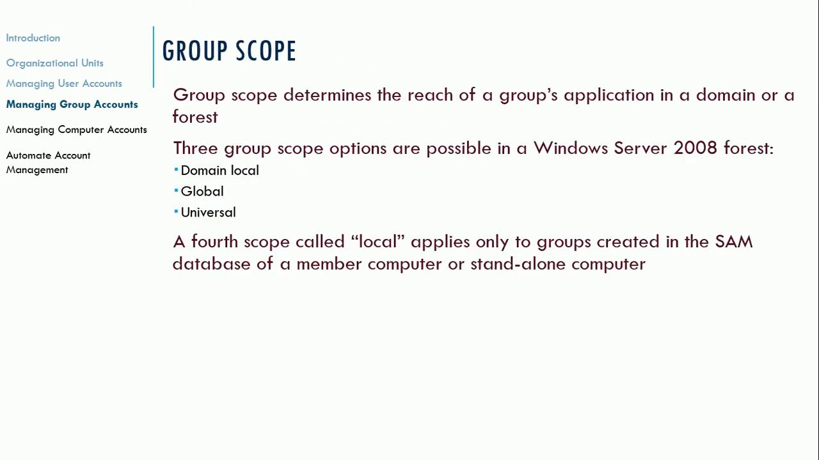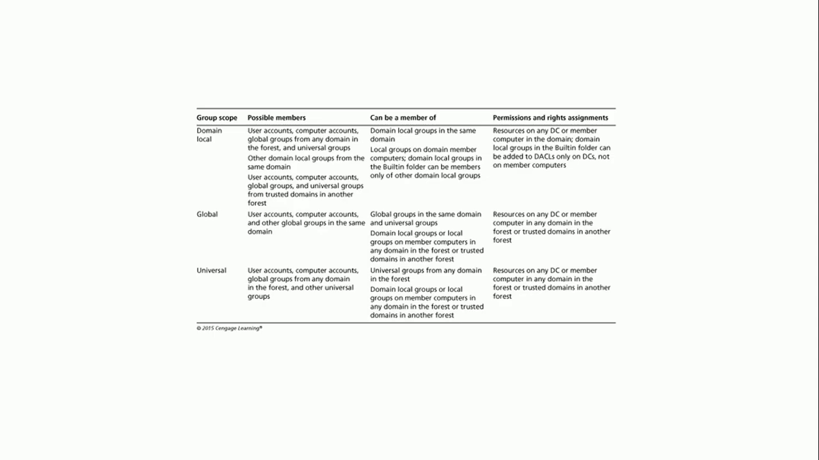So there are three different scopes that we talk about in this course. There's domain local, global, and universal groups. And there's also a fourth group called local, which only applies to the SAM database. If you recall, the SAM database is the local computer, so it's not stored in the domain. So the three main ones that we worry about as a domain administrator are going to be domain local, global, and universal. So this is just a brief explanation.